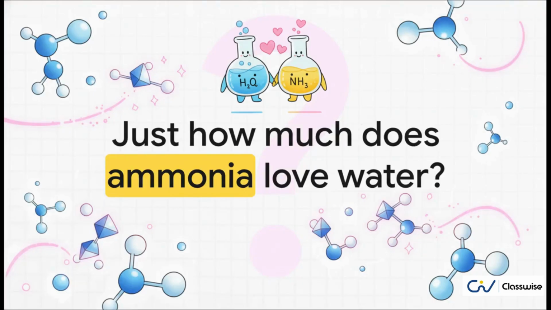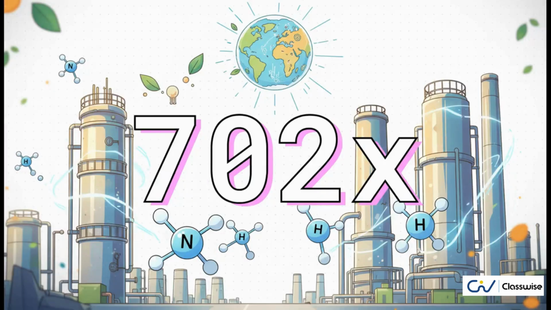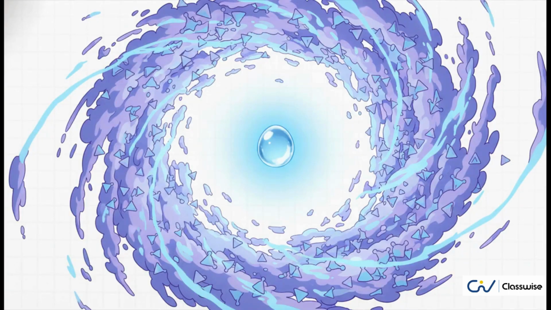Let's start with one of its most famous traits, ammonia and water. They have a very close relationship. How close are we talking? A mind-boggling 702 times. No, that is not a typo. It's incredible. At standard temperature and pressure, about 702 volumes of ammonia gas can dissolve into a single volume of water.